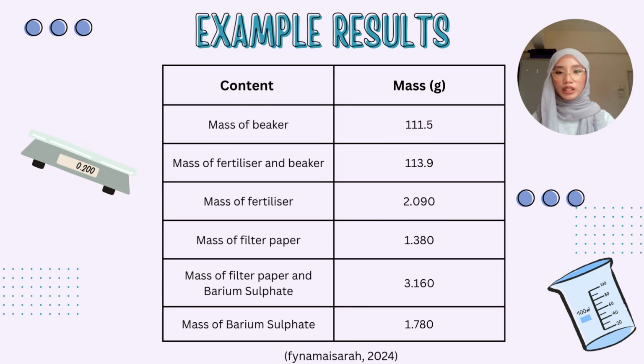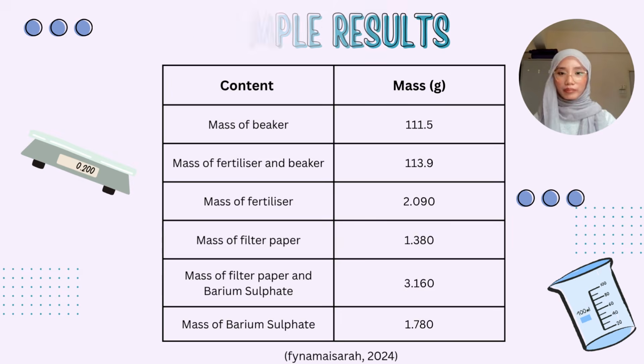Mass of filter paper is 1.38 gram. Mass of filter paper with barium sulfate is 3.16 gram. So mass of filter paper with barium sulfate minus mass of filter paper gives the mass of barium sulfate, which is 1.78 gram.